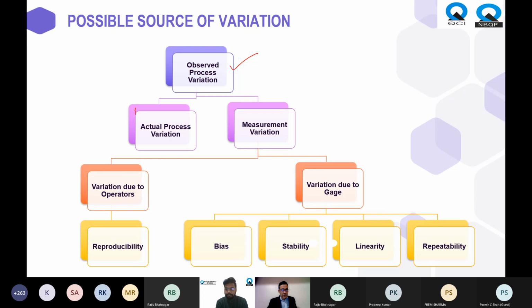The first one is my actual process variation, which is inherent in my process, which we capture through SPC. This mainly is part of SPC. It talks about process capability, the short term, long term, and my part to part variation. Even if I'm making this pen multiple times, there would be some variation between my first pen, second pen, and other pens. That's part to part variation. So all these things fall under SPC, which we will cover. And the second part, my measurement variation, is driven through my MSA. So hope you are able to differentiate where my MSA is falling and where my SPC is falling.